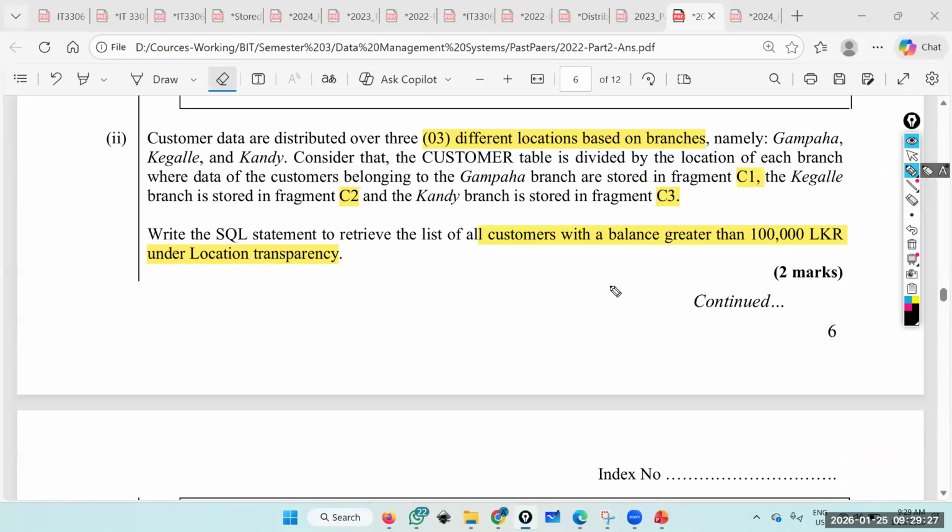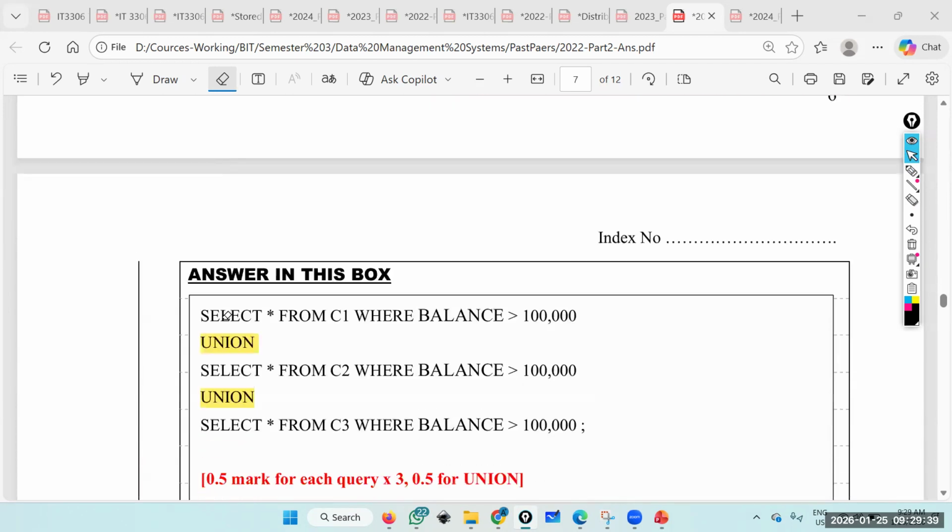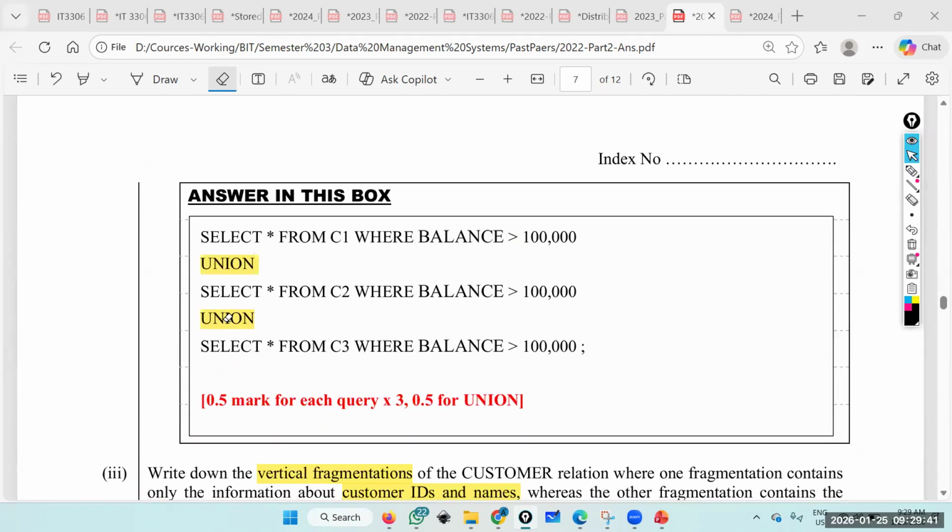You need to handle that. But location is transparent, so you don't need to worry about the locations or the sites. But still, you need to worry about fragments. So therefore, it's union, right? Just keep that in mind.